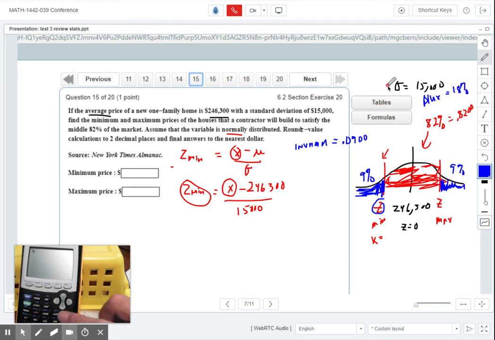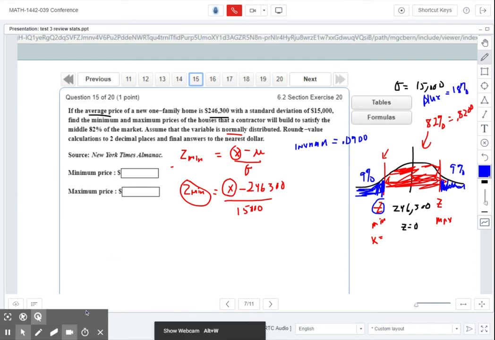So on my calculator, let me raise it up. We're going to do 9%. Uh-oh, what happened to my calculator? That's not good. Where are we?